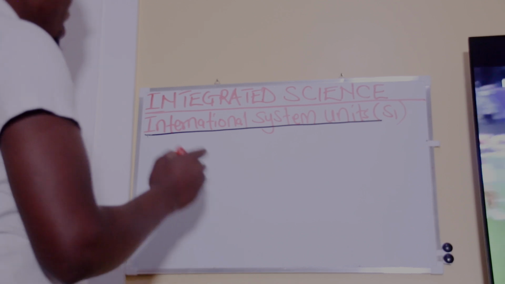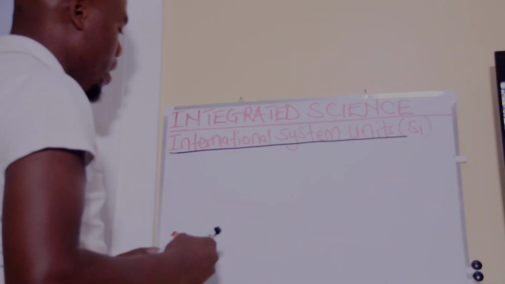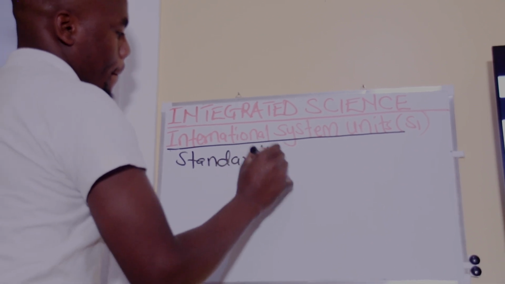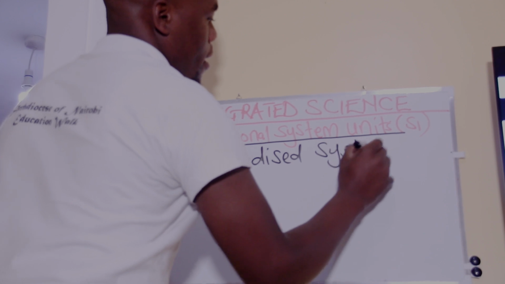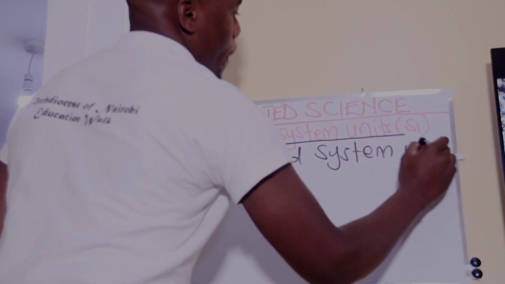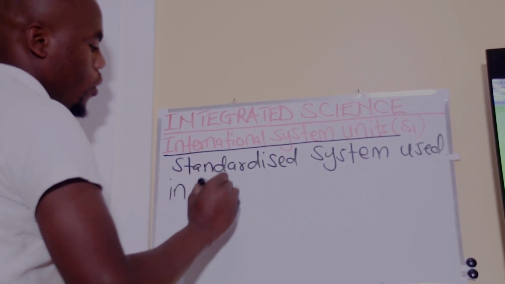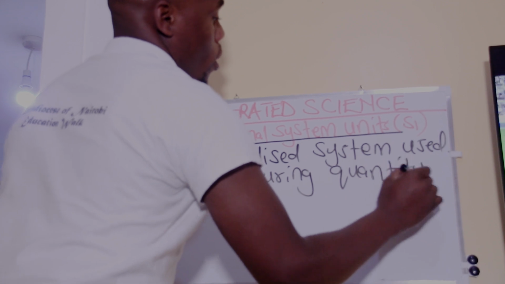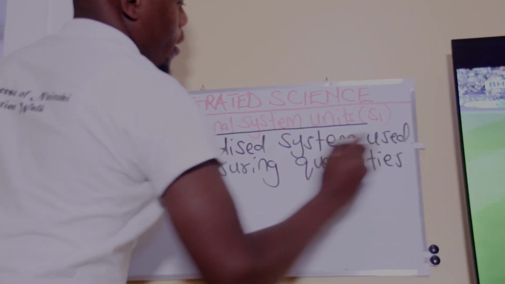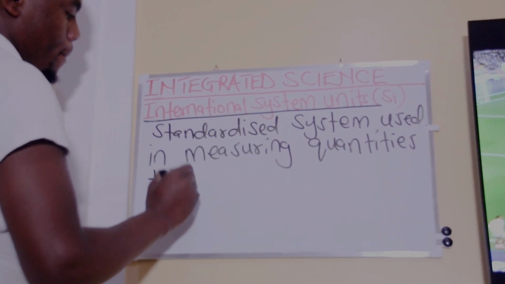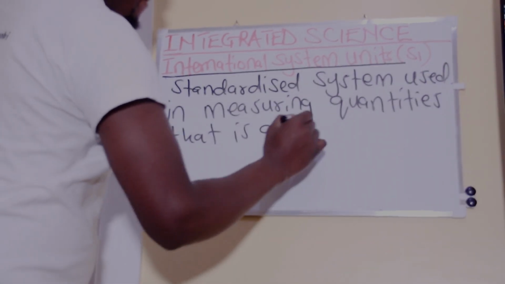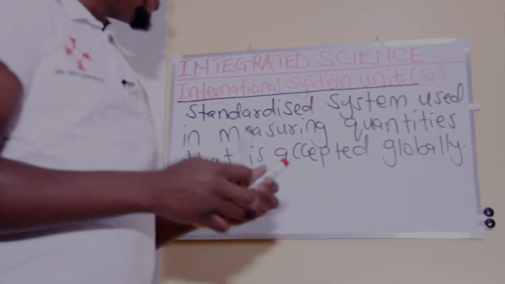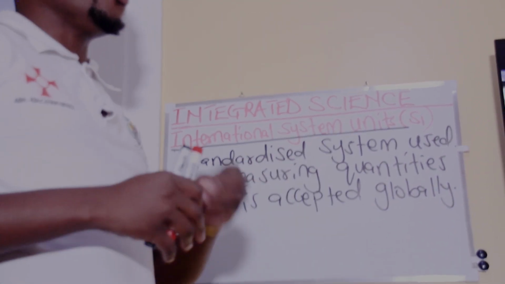International System Unit is a standardized system used in measuring quantities that is accepted globally. What does that mean? This means this is a system that is accepted by all the countries across the world.